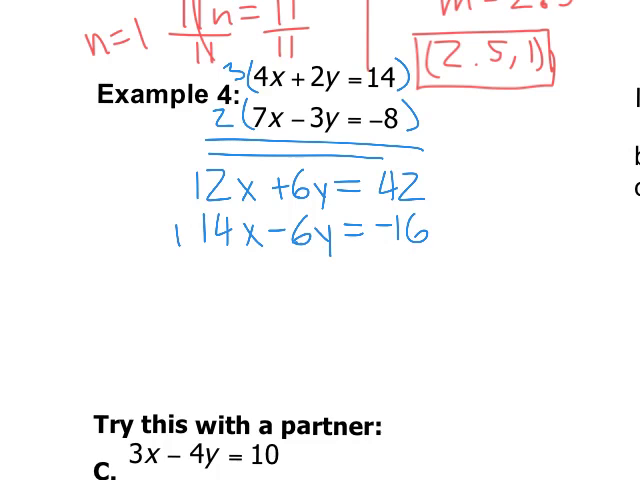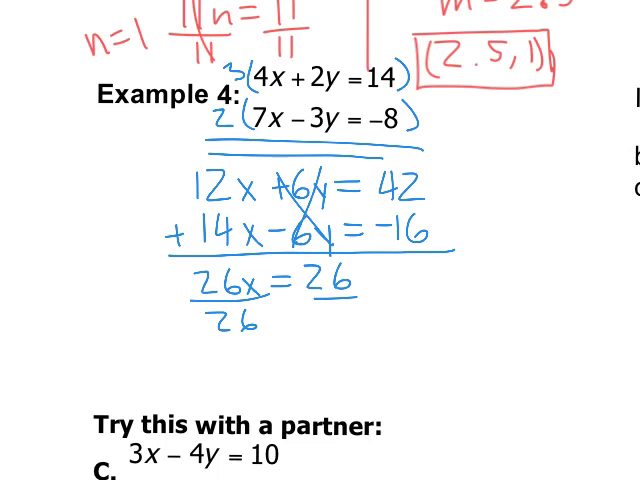So now that I have the opposites that I wanted to see, now I can go ahead and add down. So 12x and 14x makes 26x. 6y and negative 6y eliminate. Bring down my equal sign. 42 minus 16 is 26. So now I can solve what's left. Divide by 26. And x is 1.